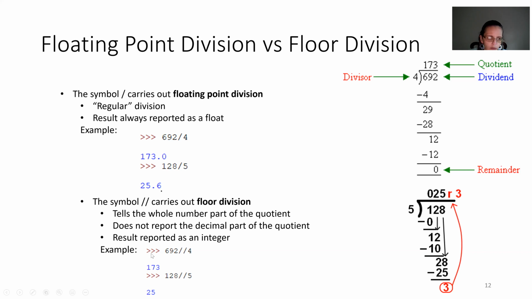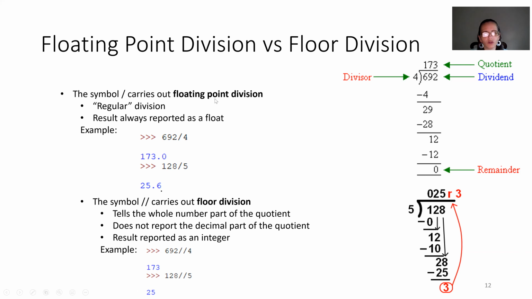So let's take a look at a couple examples of Python actually doing this. If we say 692 floor division 4, recall that there were no remainders and the answer was 173. It's going to report this as 173, which is contrasted with the one showing the decimal point. Now here we have 128 divided by 5. Unlike the first example, this one will in fact have a remainder, but it is going to report only the 25 because floor division is only going to report the whole number portion.